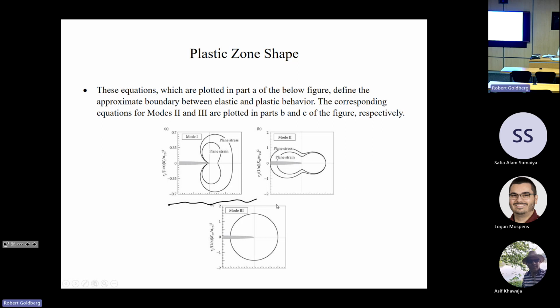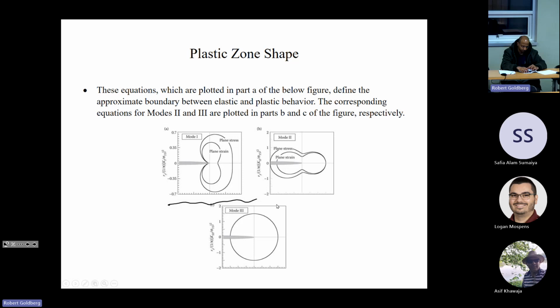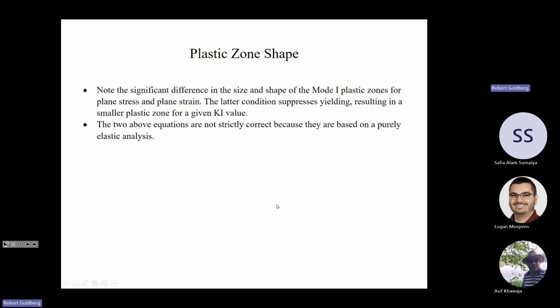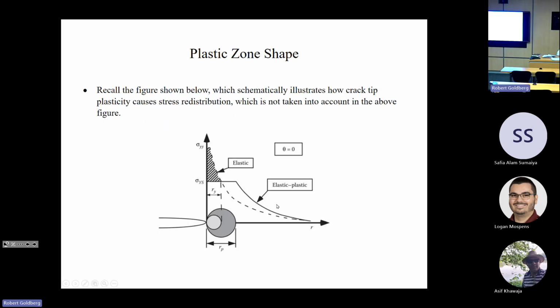And note the significant difference in the size and shape of the mode 1 plastic zone for plane stress and plane strain, because as we talked about, plane strain suppresses yielding, so therefore you have a smaller plastic zone. Now these equations aren't exactly right because they're based on a purely elastic analysis, which, as we've talked about, isn't exactly right. And so it's basically assuming this original idea we had here.